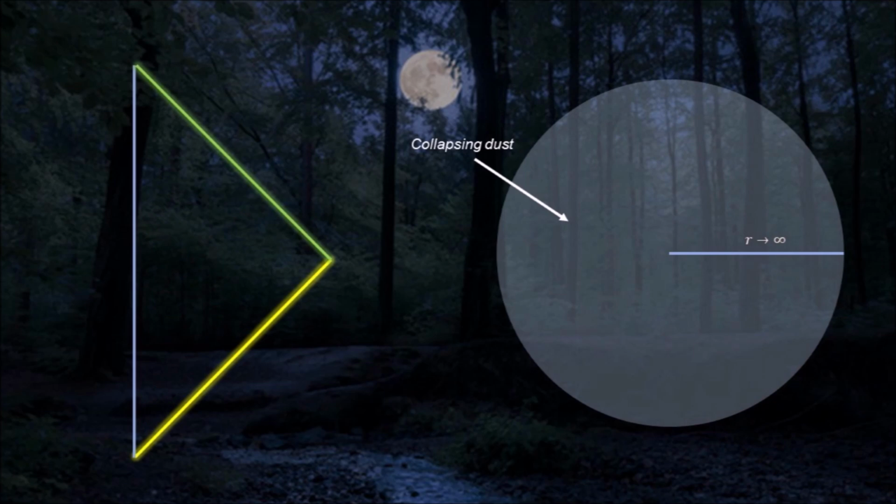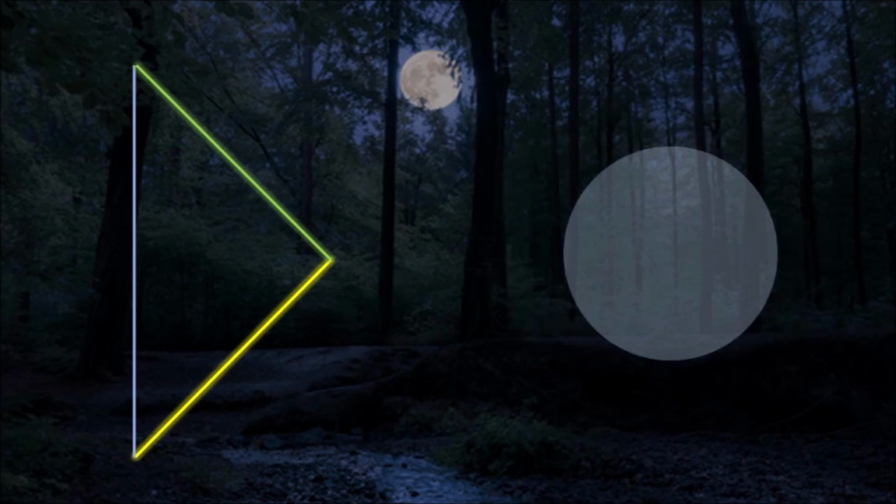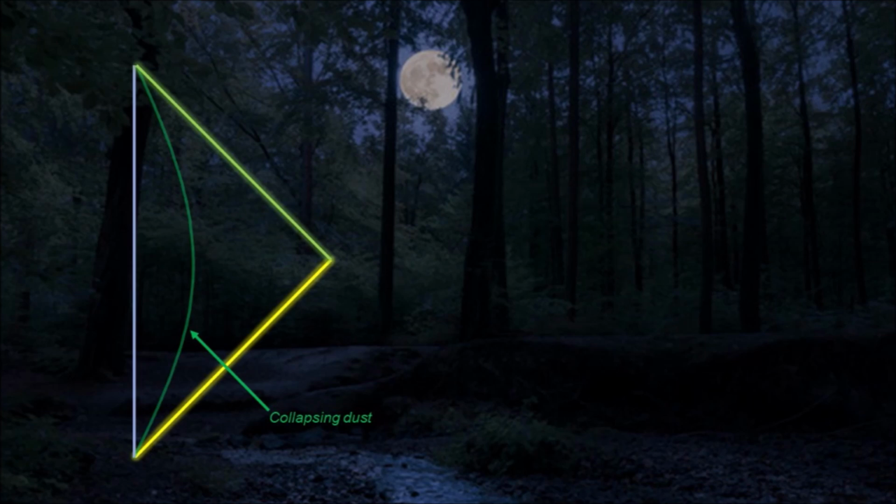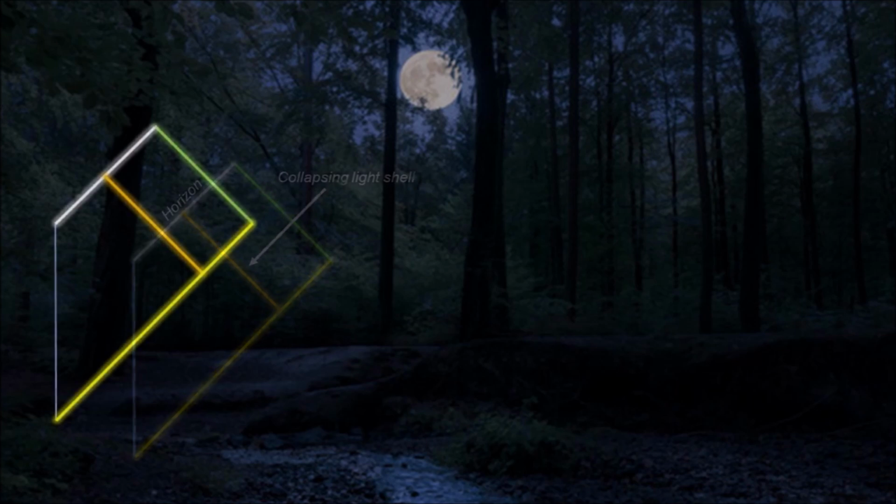A collapsing dust, which is what Hawking considered, that starts out by occupying all of space in the distant past and ends up as a black hole in the distant future, will have a trajectory on the Penrose diagram like this. But we know that at some point the dust will form a horizon. So our diagram stops here. As I said earlier, we will not be considering a collapsing dust, but rather a collapsing light shell, whose trajectory looks like this.